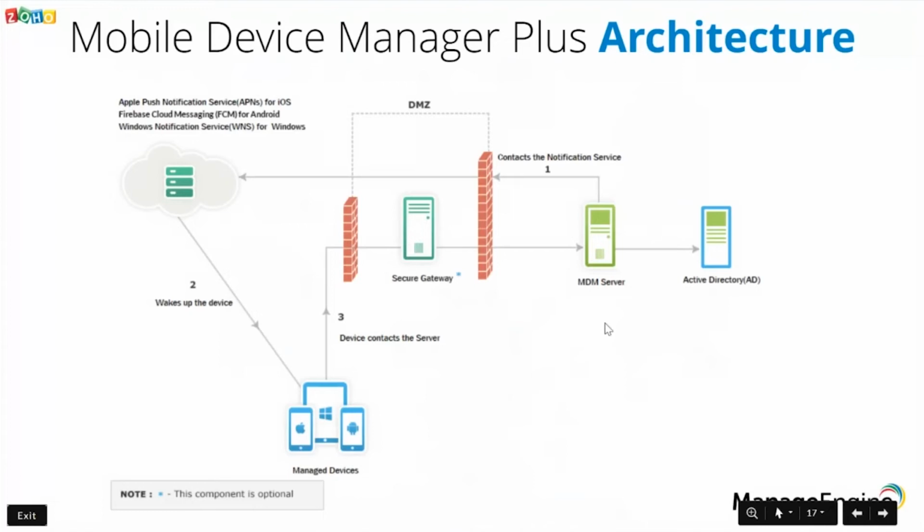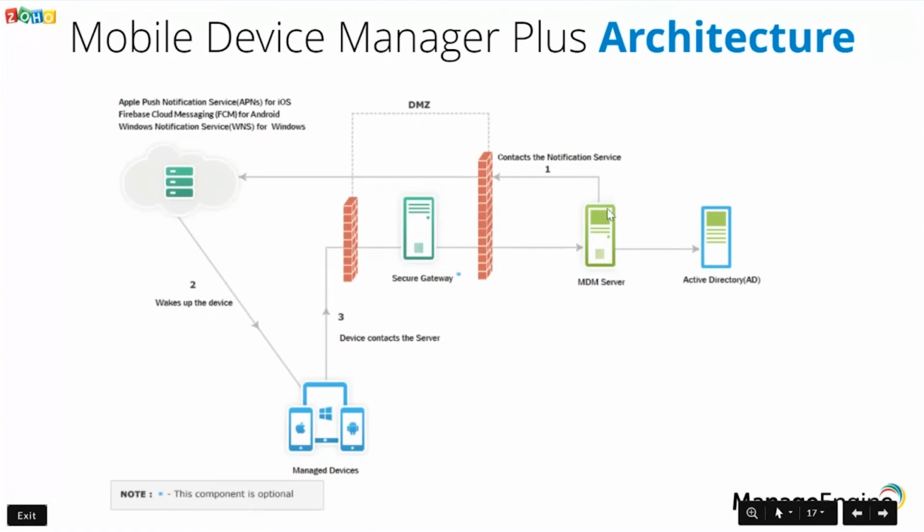So this is the Mobile Device Manager Plus architecture. Let's get into it. This consists of 3 main components: the MDM server, the notification services, and your managed devices. So first, the MDM server will contact the notification service. That is your Apple push notification service for iOS, Firebase Cloud Messaging for Android, and your Windows notification services for Windows. Now, these notification services will then wake up the devices, and the devices will in turn contact the MDM server.